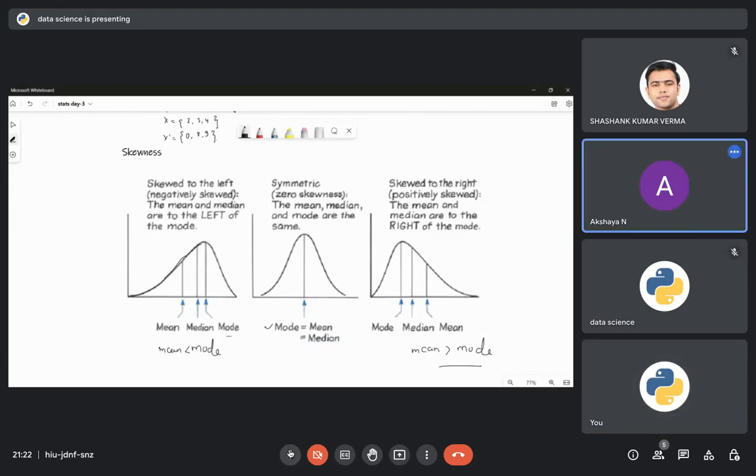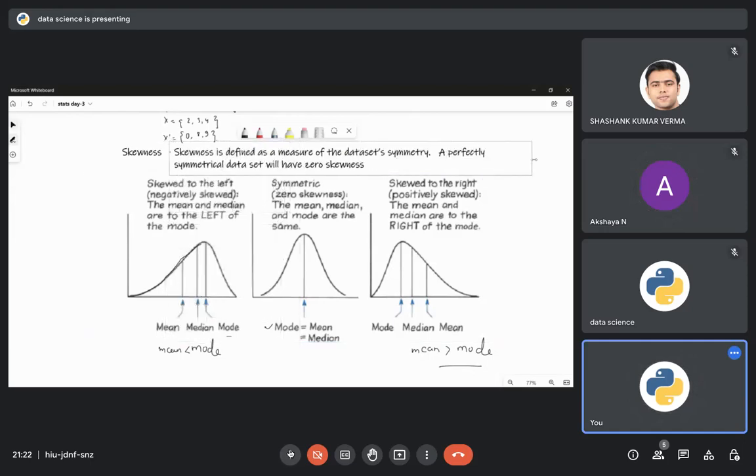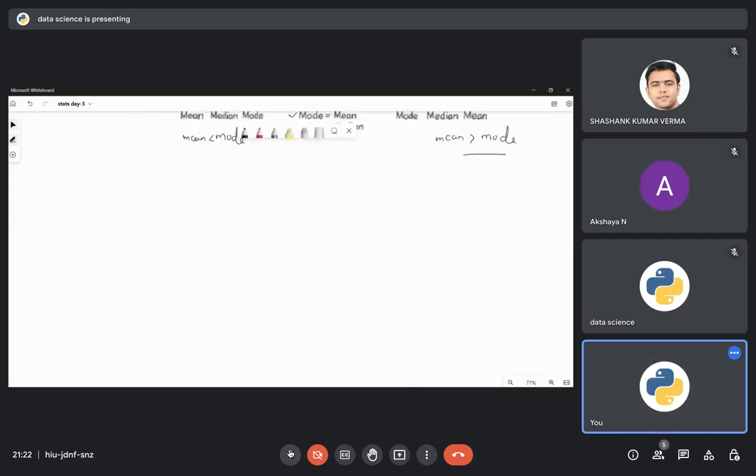Yes, sir. Cool. So let me write the definitions as well for skewness. So skewness is defined as the measurement of the data set symmetry. A perfectly symmetrical data set will have zero skewness. That's the one thing. Cool. Now, how are we going to define the skewness? Let me write that.